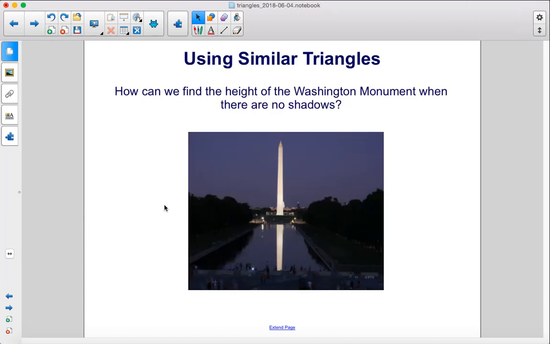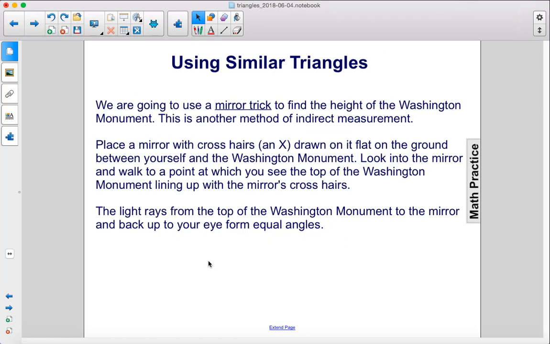How can we find the height of the Washington Monument when there are no shadows? We are going to use a mirror trick to find the height of the Washington Monument. This is another method of indirect measurement. Place a mirror with crosshairs, or an X, drawn on it, flat on the ground between yourself and the Washington Monument. Look into the mirror and walk to a point at which you see the top of the Washington Monument lining up with the mirror's crosshairs.